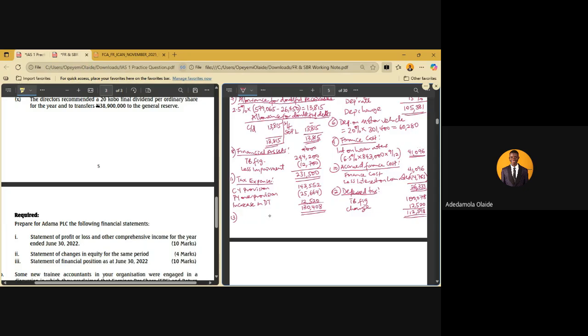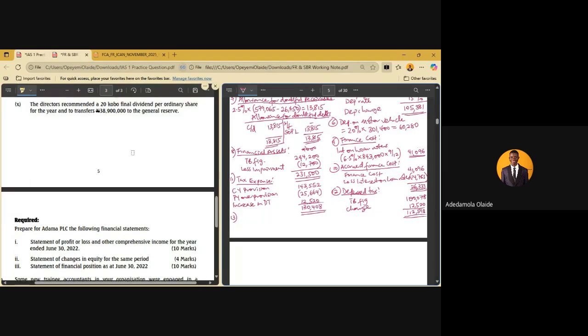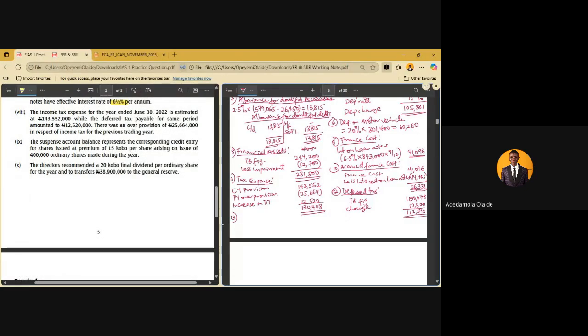Okay, so we can now go to the next additional information. The suspense account balance represents the corresponding credit entry for shares issued at a premium of 15 kobo per share, arising on issue of 400 million ordinary shares made during the year.